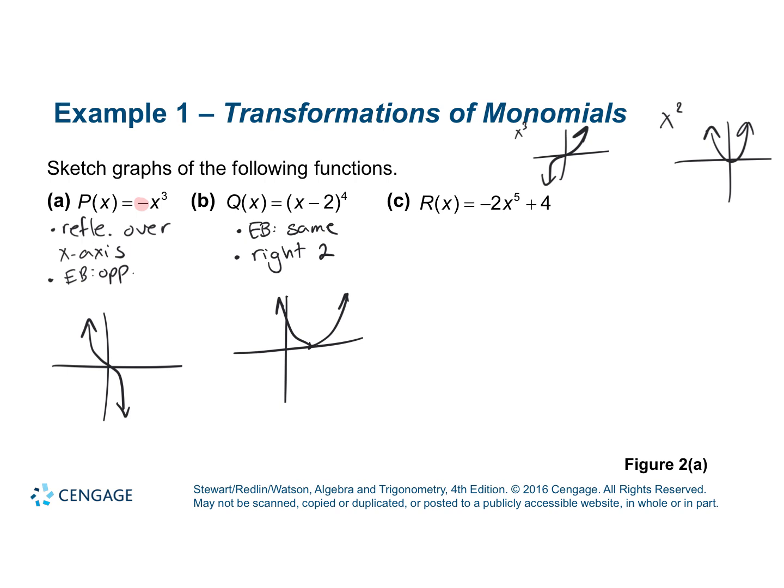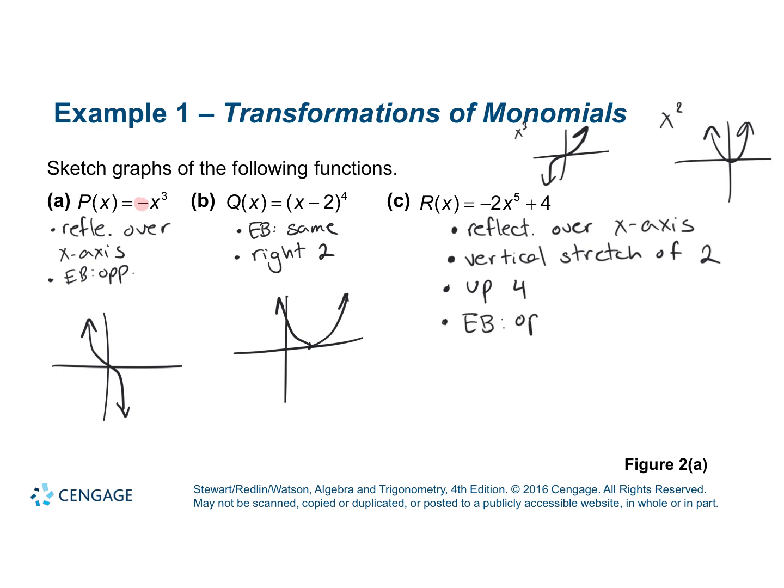Now for C, we have a couple things happening. We have a reflection over the x-axis. We have a vertical stretch of 2, or by 2. We move 4 units up, and the end behavior is opposite because it's an odd looking graph.